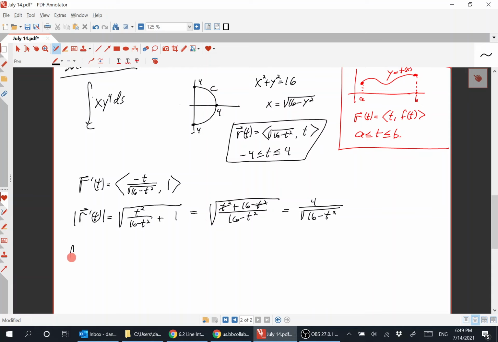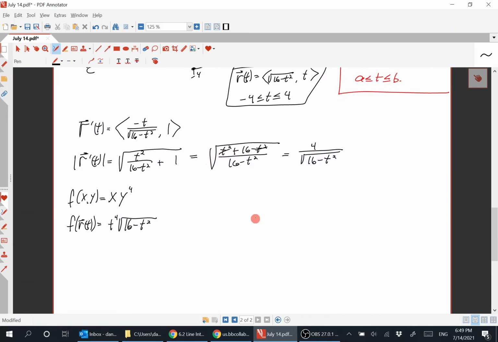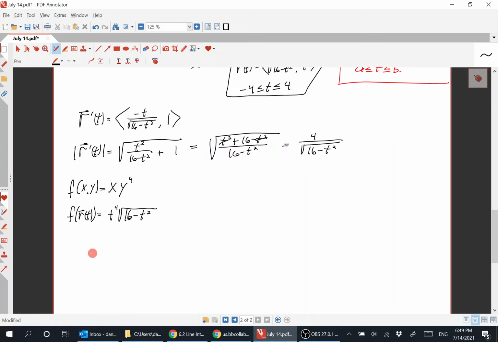So now f of x y is equal to x y to the fourth. So in this case, f of r of t equals t to the fourth times x, and x is the square root of 16 minus t squared. So the integral over C of x y to the fourth ds is the integral from a to b of f of r of t times the length of r prime of t dt.